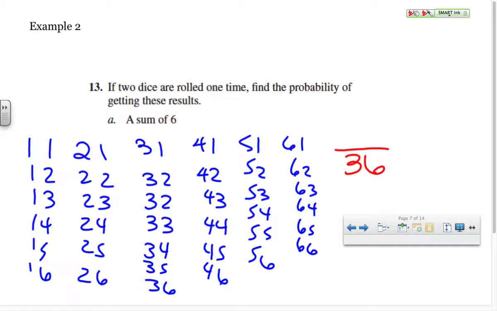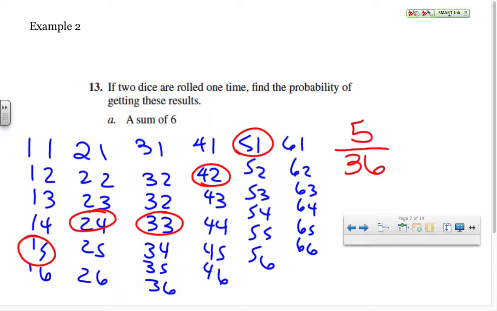A sum of 6. So how many sums of 6 do I have? I have 1, 2, 3, 4, 5. I have 5 sums of 6. So the probability that I roll a sum of 6 is 5 out of 36.